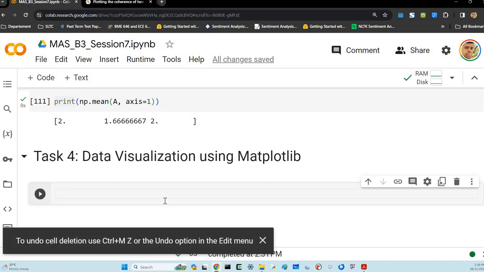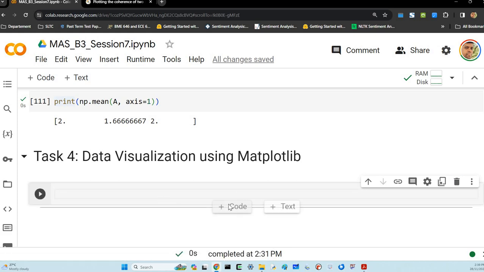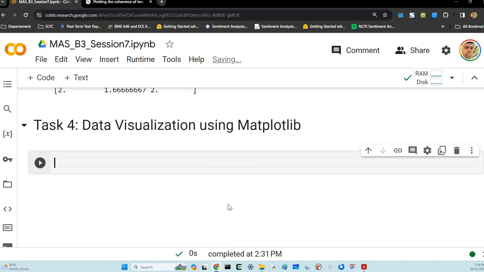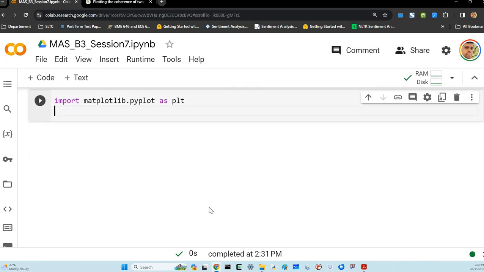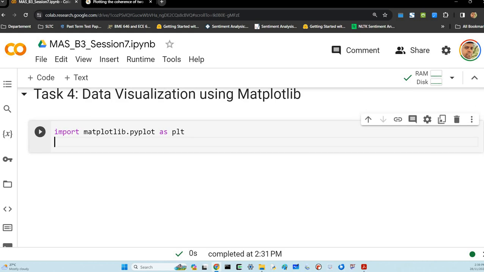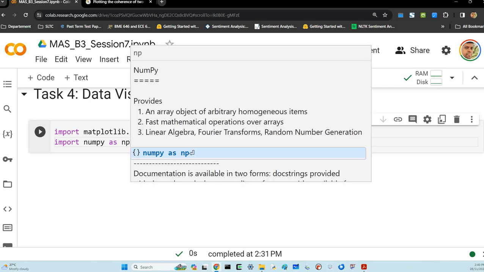Right, so we are going to discuss about the data visualization. The first thing is we need to understand which library we are going to use. The library is called matplotlib.pyplot. Let's rename as PLT. I will explain what this means. We also need NumPy, so we'll say import NumPy as NP because these are the libraries that we have used.